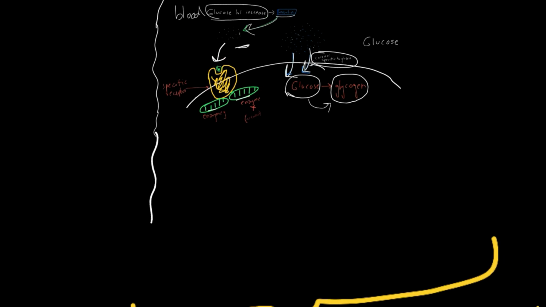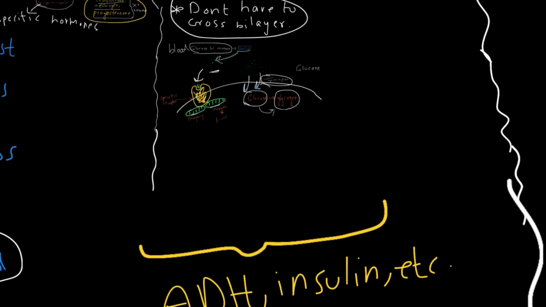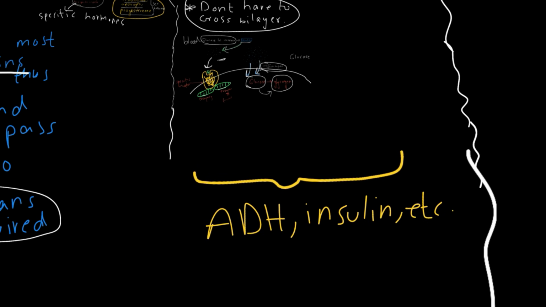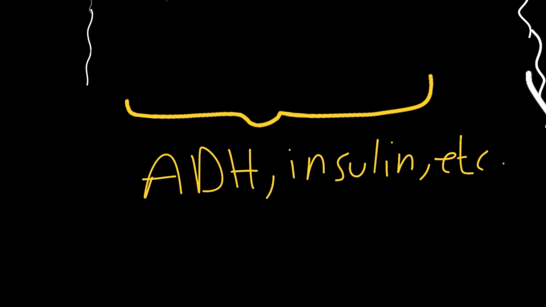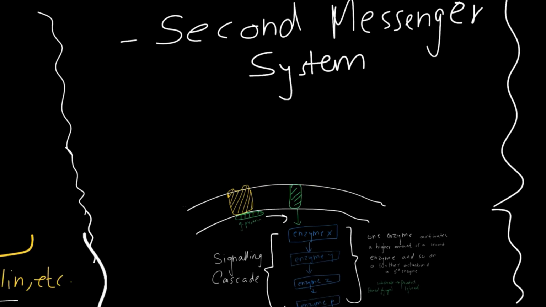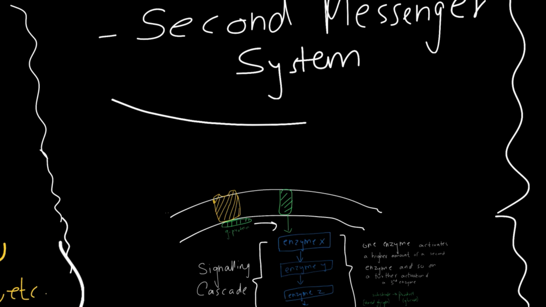So this is what the direct action on the cell membrane method is, and these examples of hormones that travel this way are ADH and insulin. Now there's one last method, which is a second messenger system, and this is the way most of the hormones travel, as they're water soluble. Most of the hormones are water soluble and cannot diffuse directly through the cell membrane. So this is how they work most of the time.